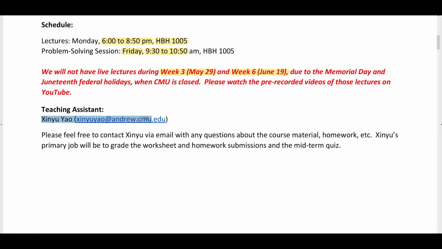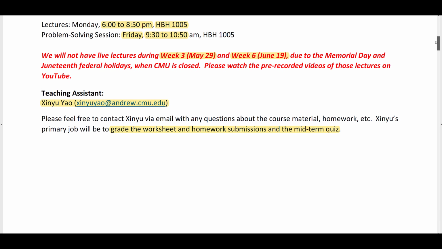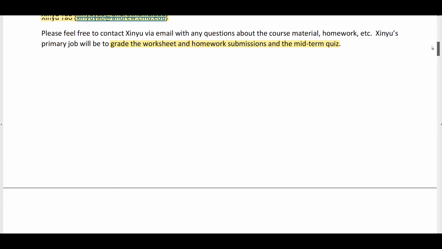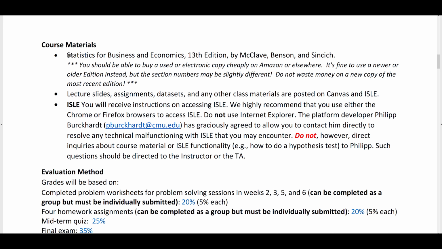We will be ably assisted by a TA for the course. Xinyu is going to be helping me, for the most part, with grading homework assignments and labs or worksheet assignments, as well as the quiz that occurs at the end of week 3, midway through the course. You should feel free to contact Xinyu by email if you have questions about anything to do with the course or the homework. Now, we do have what I'll say is an optional textbook for this course.